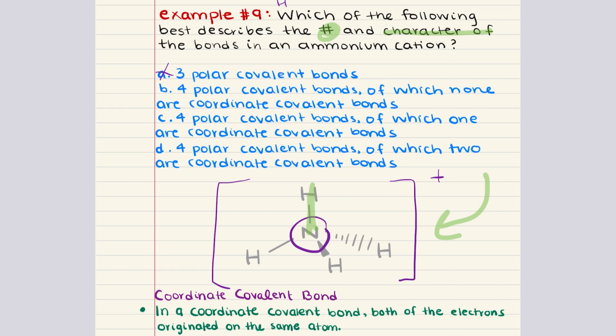C says 4 polar covalent bonds, of which one is a coordinate covalent bond. This choice correctly identifies that the ammonium cation has 4 polar covalent bonds, and it correctly states that one of these bonds is a coordinate covalent bond. This answer choice is correct. Just going through D as well, 4 polar covalent bonds, of which 2 are coordinate covalent bonds. This is incorrect. There's not 2 coordinate covalent bonds. So the correct answer for 9 is going to be C.